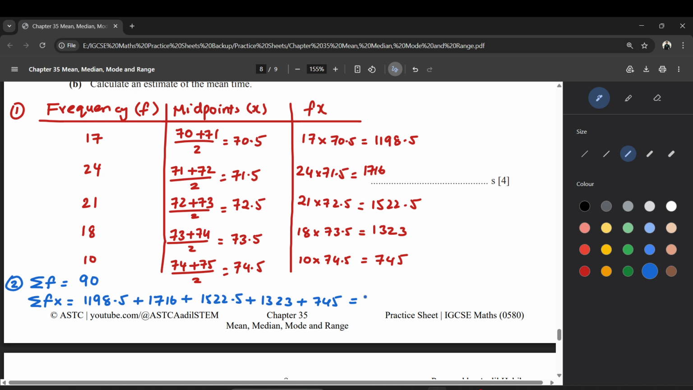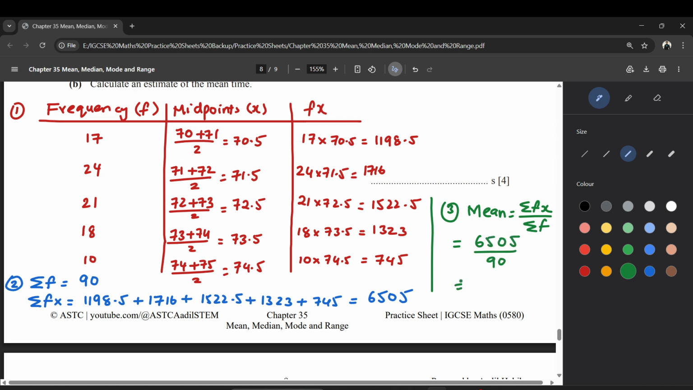All right, so we get 6505. Okay, and now finally step 3: mean is equal to sigma fx over sigma f. So that is 6505 divided by 90, and that gives us 72.3 seconds. Okay, make sure you give your final answer to 3SF if it is not an exact value.